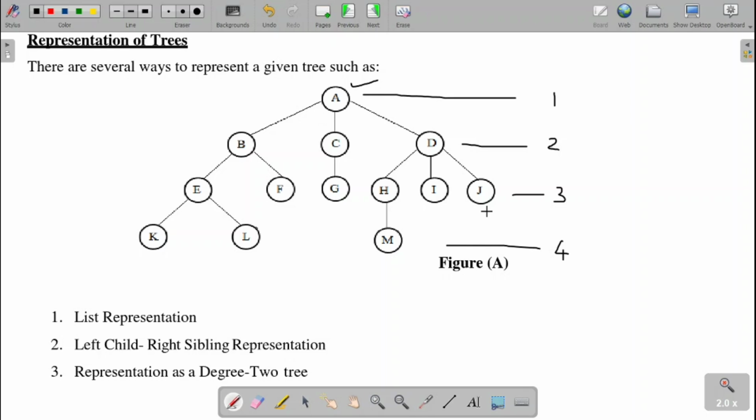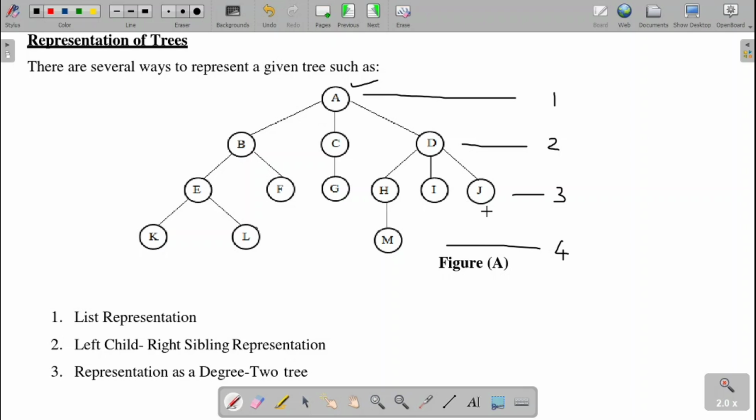There are primarily three ways for the representation of the tree. The first one is list representation. The second one is left child right sibling representation. The third one is representation as a degree 2 tree. Let us go in depth one by one. First, list representation: a singly linked list is used for the representation of the tree. The second one is left child, right sibling representation.